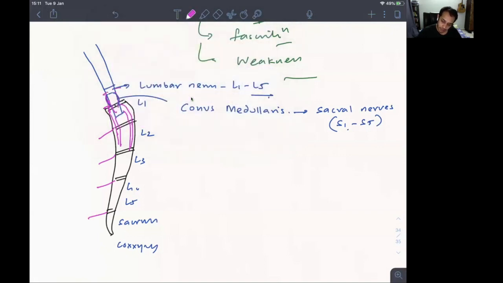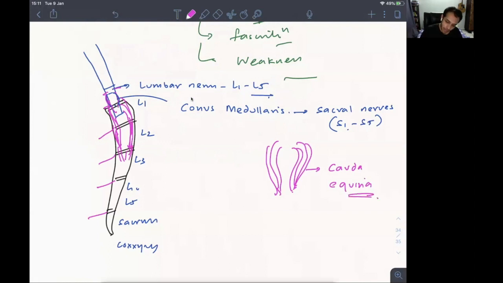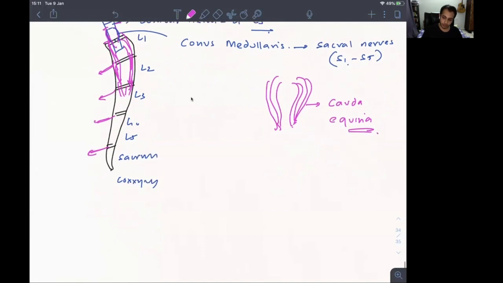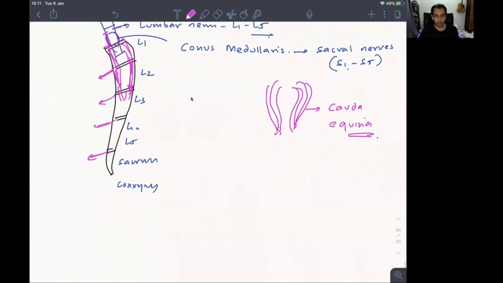cord and then travel down the vertebral column in a structure that looks like a tail of hair. And this is known as cauda equina. And at the appropriate level, the L1 root and the L2 root, they will all leave from the vertebral column. So why is this important?